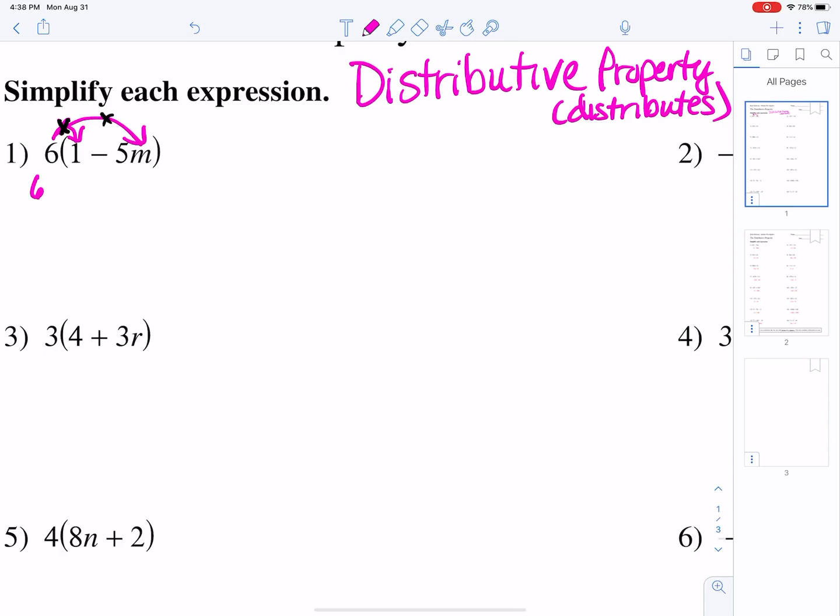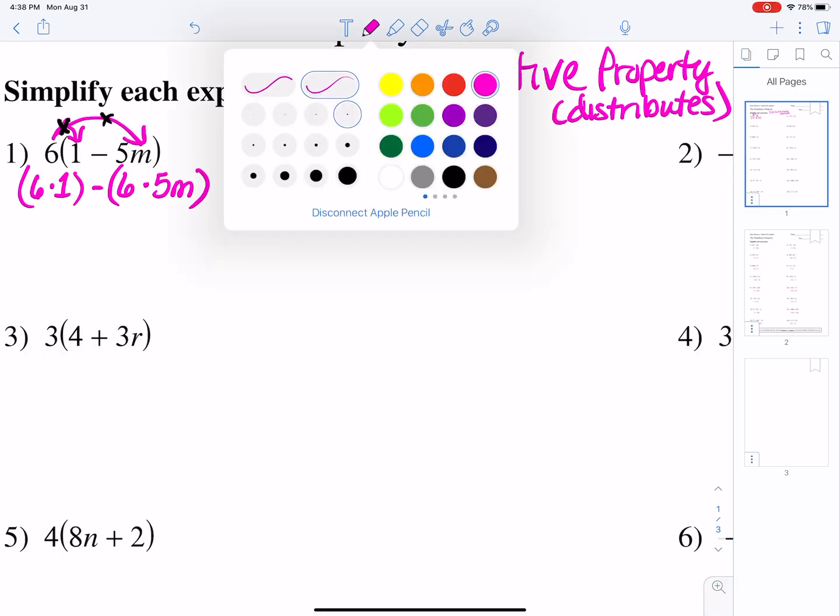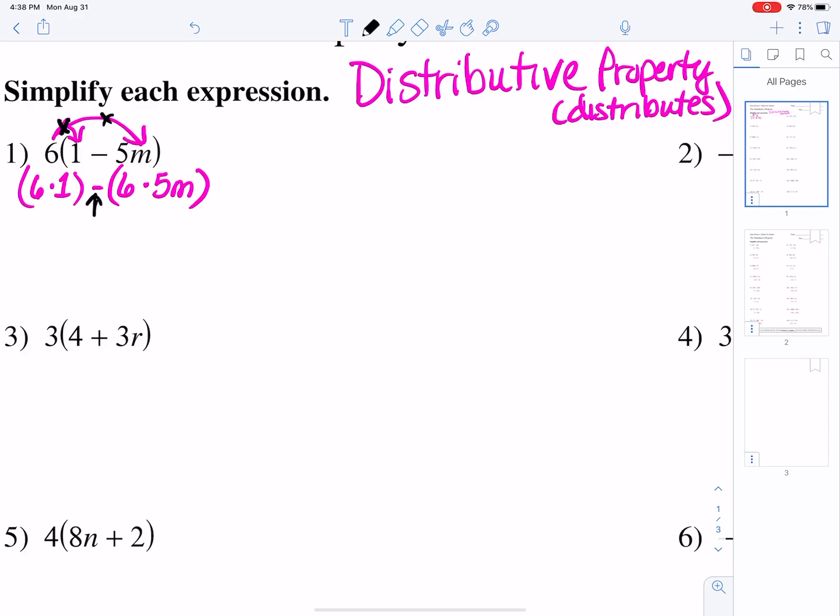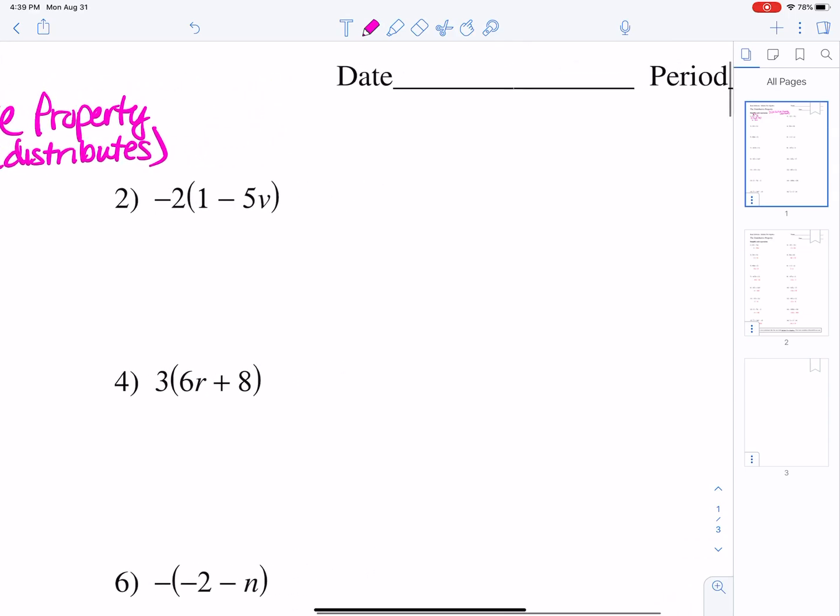This will be 6 times 1 minus 6 times 5m. Note that the negative sign stays on the outside, but we still have to have it multiplied. So 6 times 1 is 6 minus 6 times 5m is 30m. So this is our final answer. Let's go try this next problem.